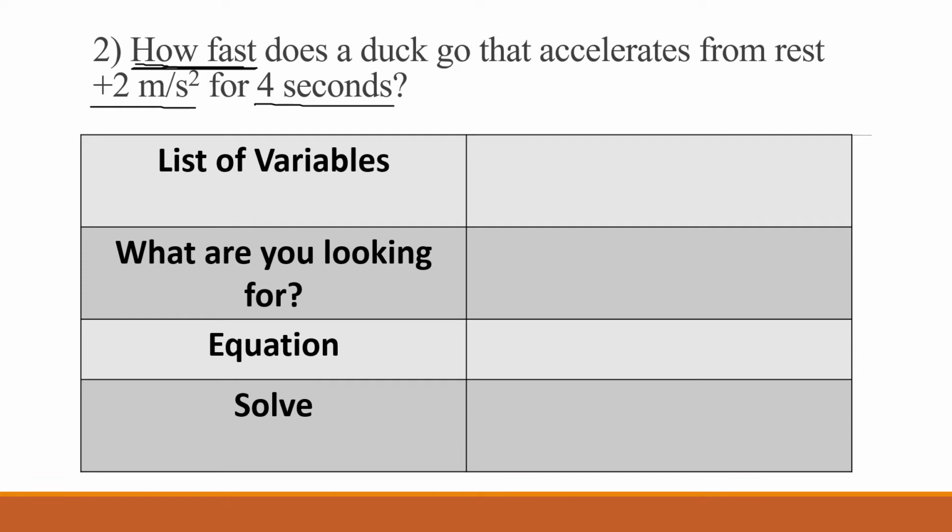When it says 2m/s squared, I know that m/s squared is an acceleration. That's just something I know. And because there's an acceleration, I know there's certain equations that I can use. 4 seconds is a time.